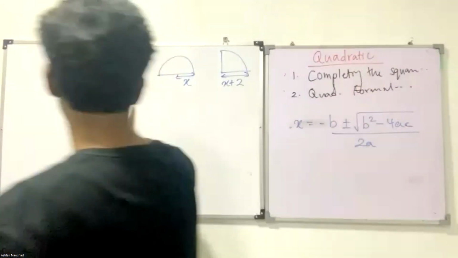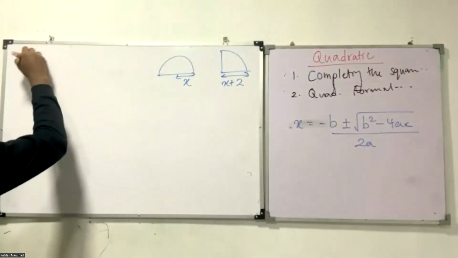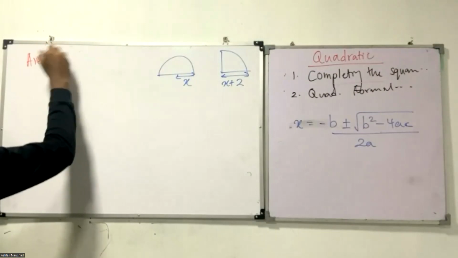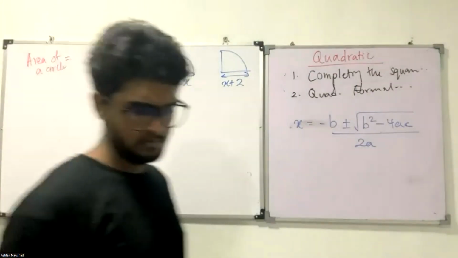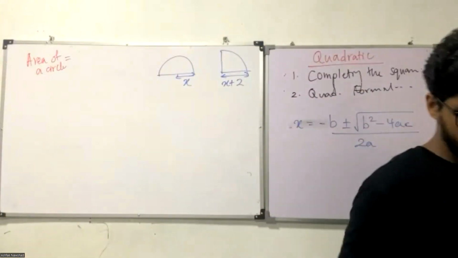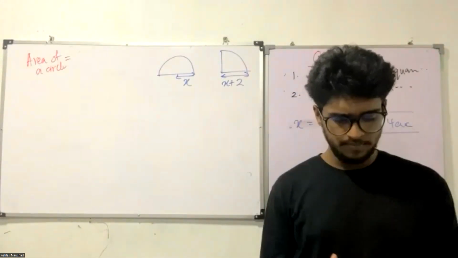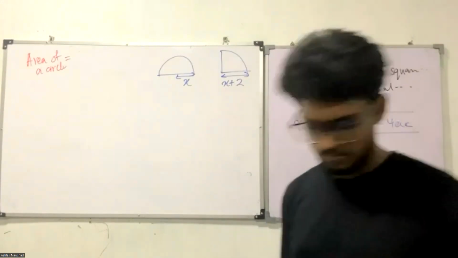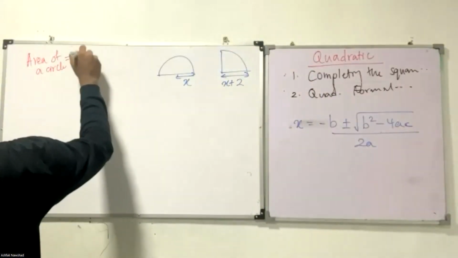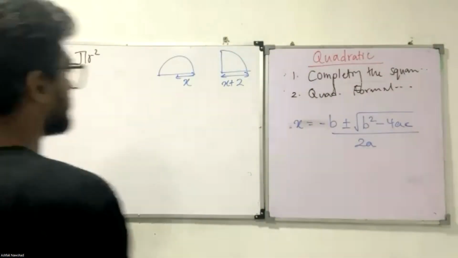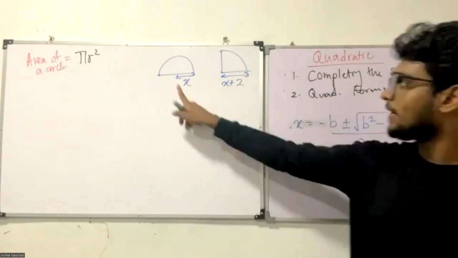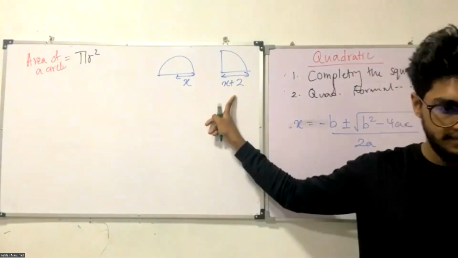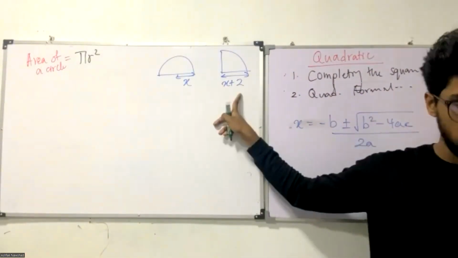What's the area of a circle? Let me know. What's the formula? The area of the circle is pi r squared. Right? Now we are talking about half circles and quarter circles.